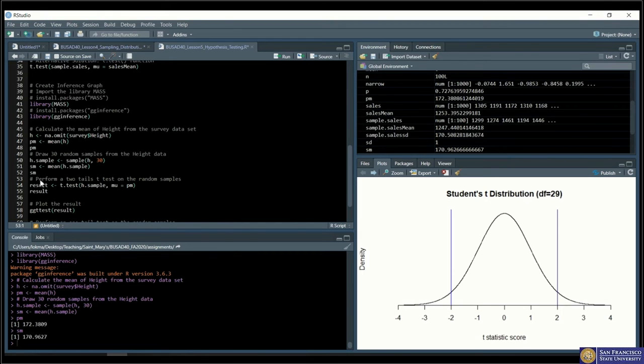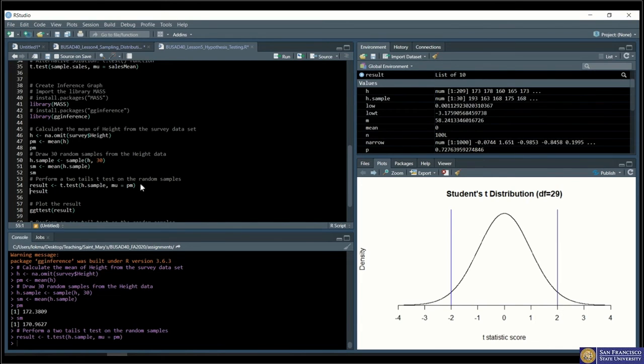We want to perform a two-tailed test with the t-distribution on this random sample. So I'm going to use the t-test function, because I have the sample on hand, the 30 observations here. What I need to do is put in the 30 observations, and then define the population mean, which is mu, and I use PM for that. And I'm going to store this into a result right here. So let's see what the result is.